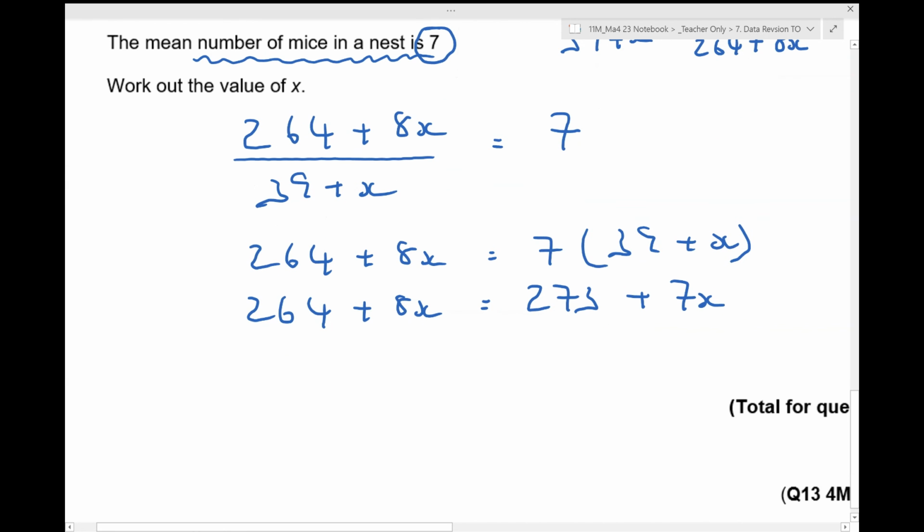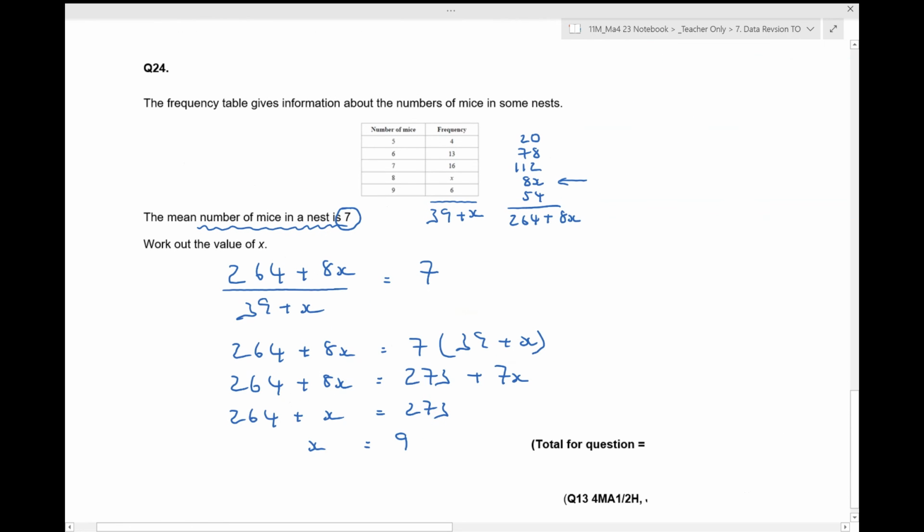This is an equation with x on both sides, minus 7x from both sides. 264 plus x equals 273, minus 264 from both sides, and x equals 9. And that is the answer to that question.